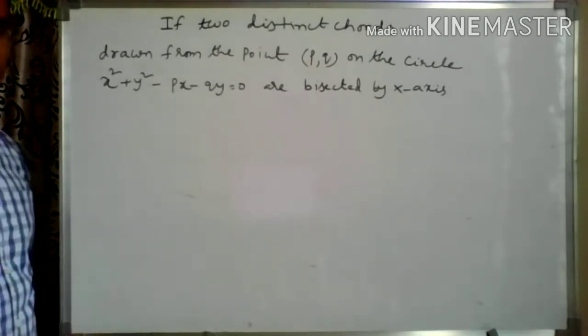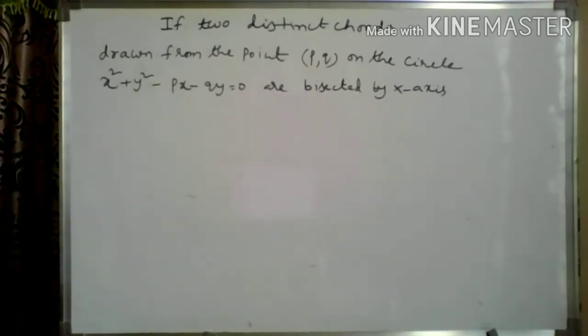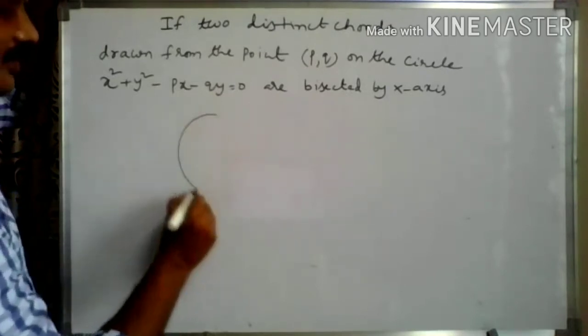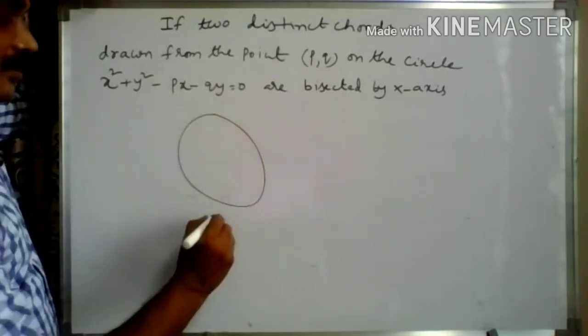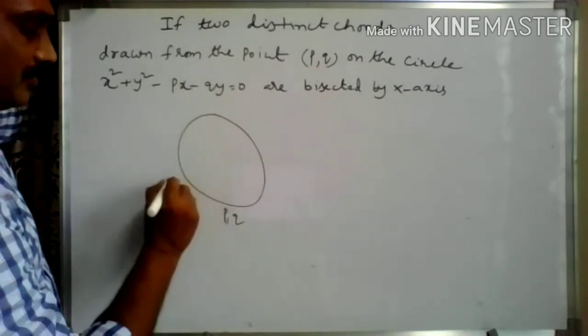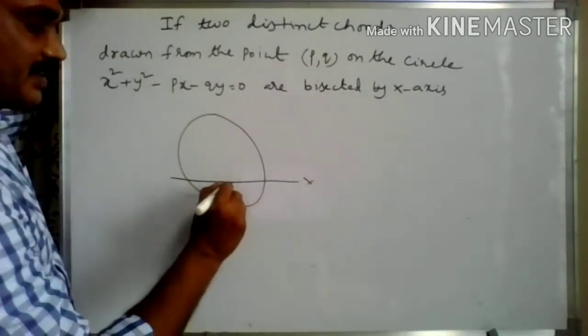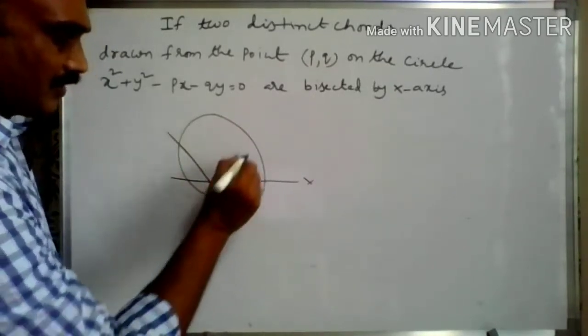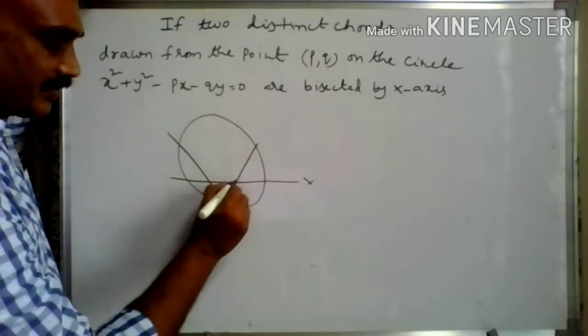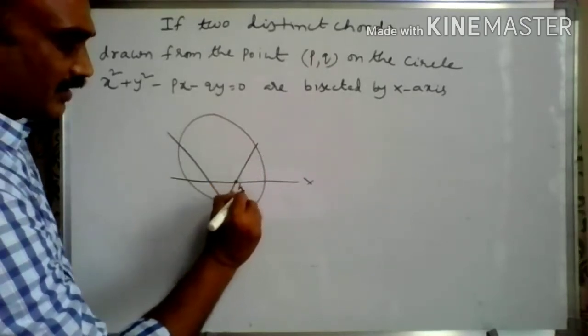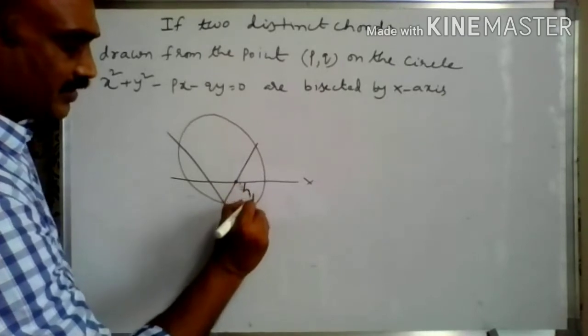Okay, students. Next problem. If two distinct chords drawn from the point (p, q) on the circle x² + y² − px − qy = 0 are bisected by the x-axis. Bisected means midpoint. Suppose this is the x-axis, and two distinct chords are drawn, this is one. Bisected by the x-axis, so the y coordinate is 0, and this is (h, 0).